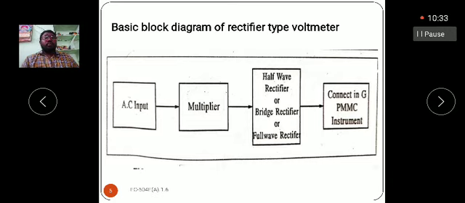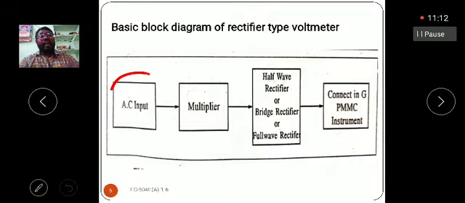In this rectifier type voltmeter, we have four different blocks: the AC input, the multiplier, the half wave, bridge or full wave rectifier, and the PMMC instrument. Based on requirements, we use different types of rectifiers.